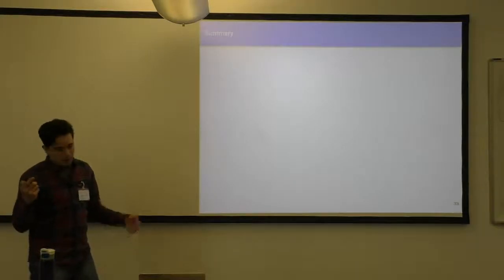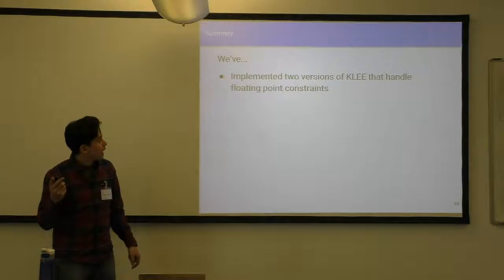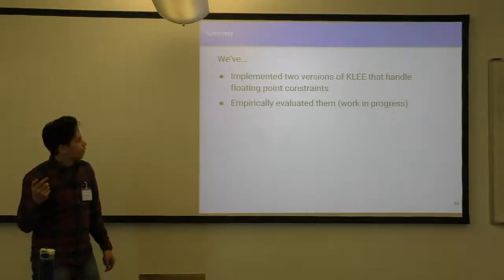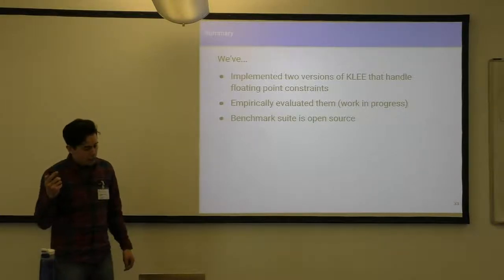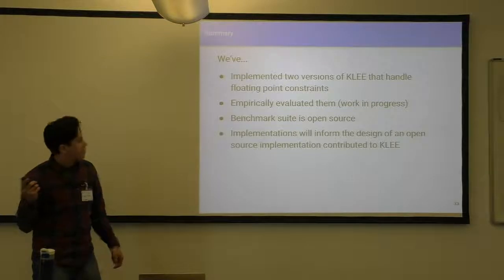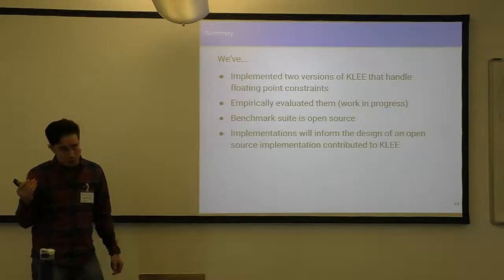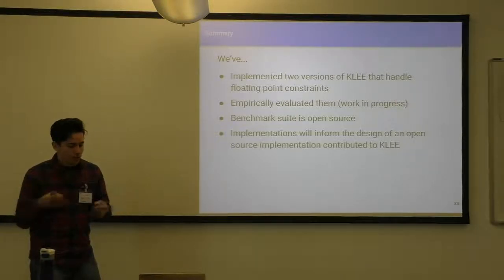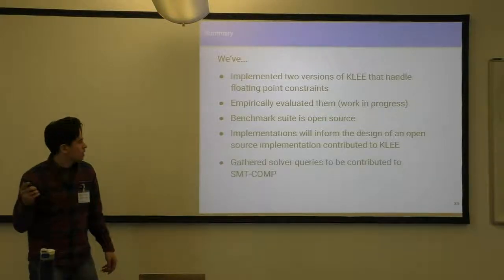So just to summarize, we've implemented 2 different versions of CLI that handle floating point constraints. We're currently in the middle of empirically evaluating them. The benchmark suite is also open source. You can ask me for the link later if you want it. The 2 separate implementations are going to inform another implementation that we're going to contribute to open source. So we're going to take ideas from both and combine them to make an open source contribution to CLI.